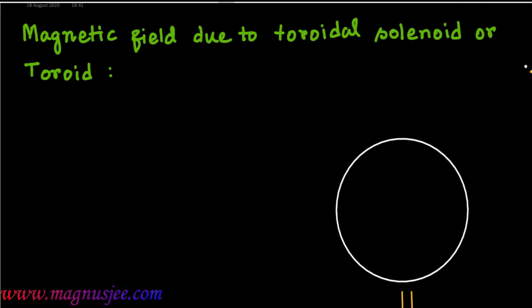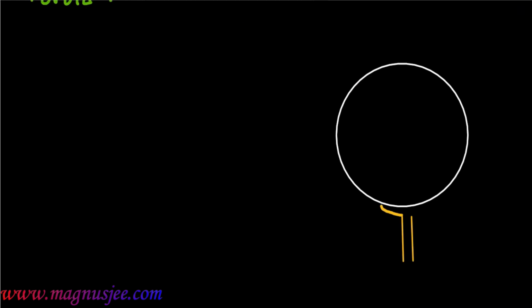Magnetic field due to a toroidal solenoid or toroid. In the diagram, this is a toroid and this is a ring on which an insulated metallic wire is wound in this way. Now the wire is wound in this way, and we get a solenoid which is bent in the form of a ring.